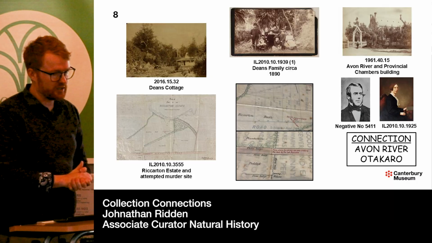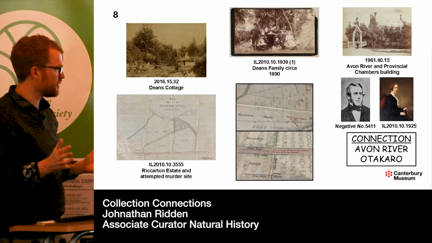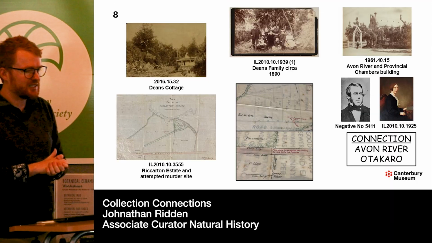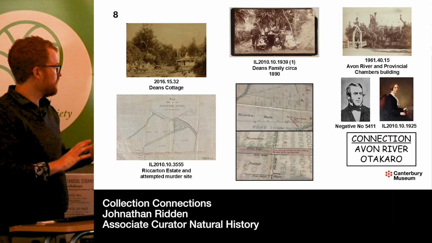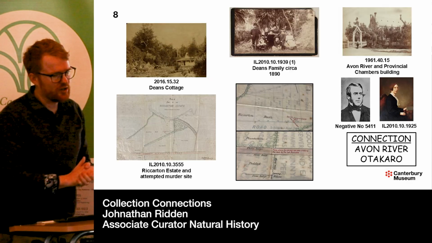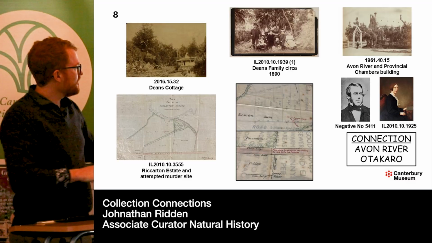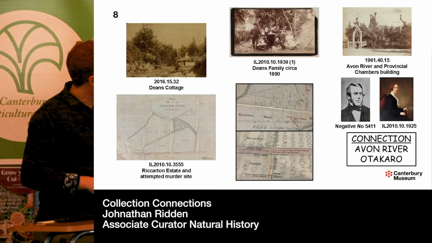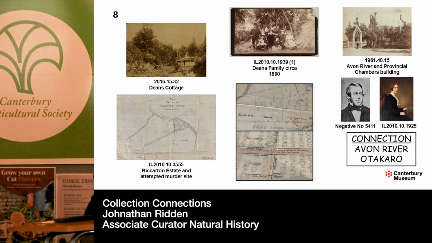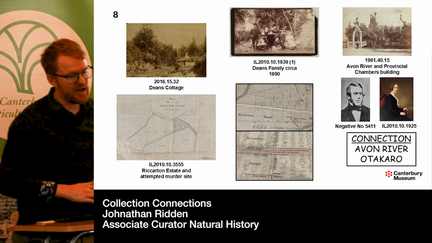But the really interesting thing, as part of the research for this talk that I came across, was this map. This is a map of the Riccarton estate, and the thing I really wanted to highlight is this part here, the attempted murder site. If we look over onto the right, it's zoomed in on the map, there's a spot that says opponent, position of encounter Deans, about 2 yards apart.